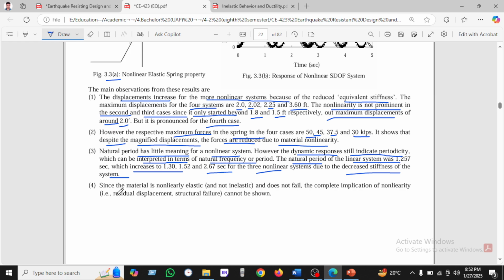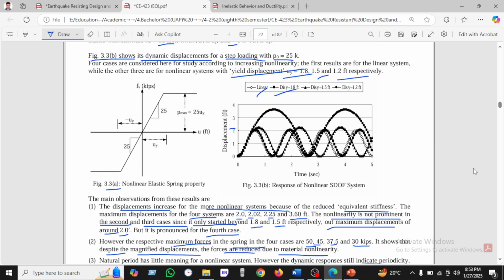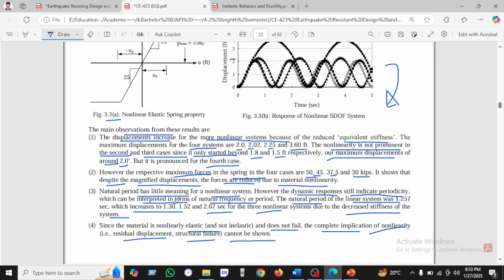And the last one: since the material nonlinearity is elastic and the inelastic system does not fail completely, the nonlinearity or residual displacement of structural failure cannot be shown. So these are the main observations explained here.